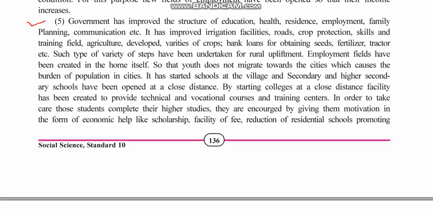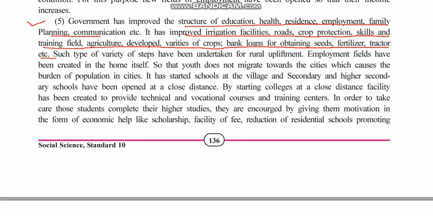Government has implemented the structure of education, health, residence, employment, family planning and communication. See, government is doing all kinds of activities to eradicate poverty. It has improved irrigation facilities, roads, crop protection, skills and training fields, agriculture development, various crops. Bank loans are given for obtaining seeds, fertilizers, tractors, etc. So the government is making efforts to improve the standard of facilities for people in rural areas. Such a variety of steps have been taken for rural upliftment.